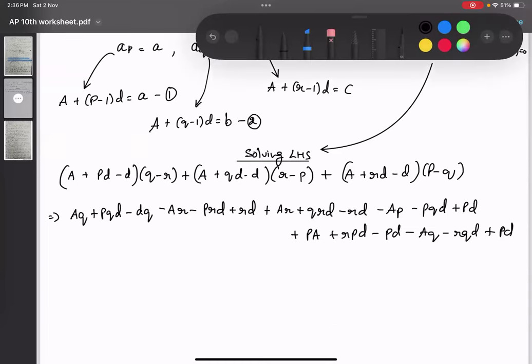You can also start copying. Now we'll start cancelling. Do you see any AQ? Yes, in the last line, minus AQ. Okay, we'll start one by one. Do you find any PQD? Yes, PQD and minus PQD. Minus DQ plus DQ. Done.